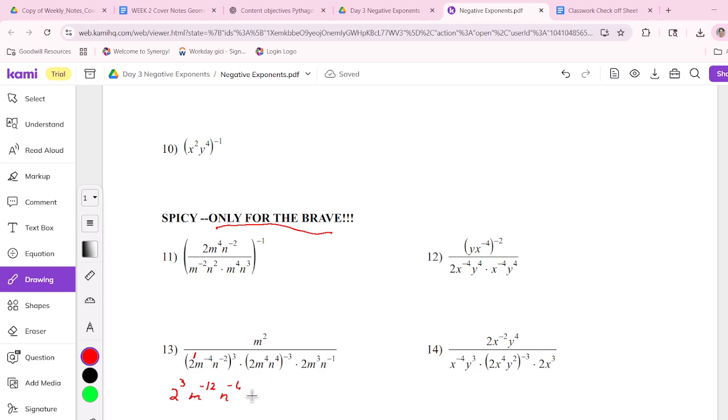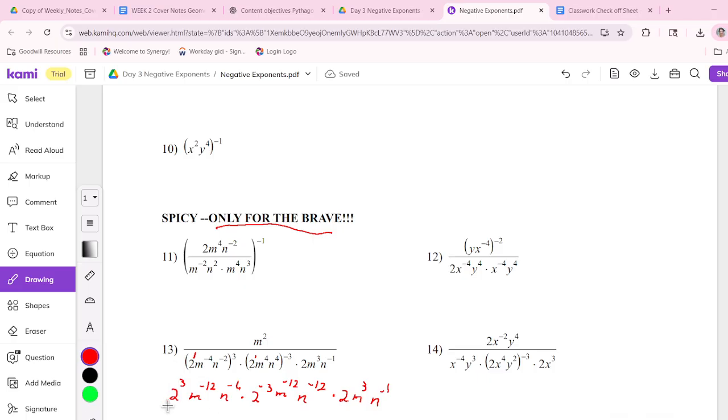-6. And then over here I have 2 to the -3, and I have m to the -12 again, n to the -12 again. And then over here I don't have power rule. I just have 2 m to the 3rd, n to the -1. Okay, when I do these, I try to simplify all this yucky stuff first to combine it, and then I'm going to move my negative exponents, okay?